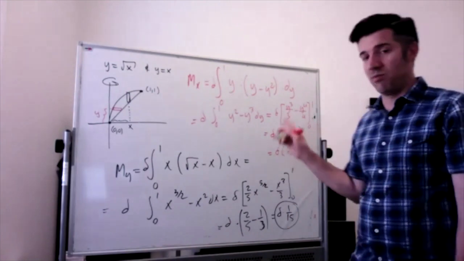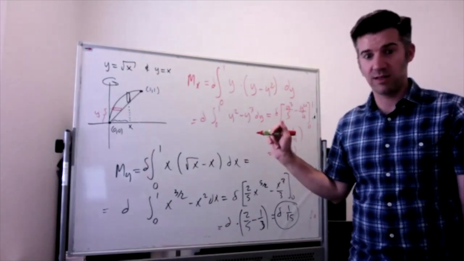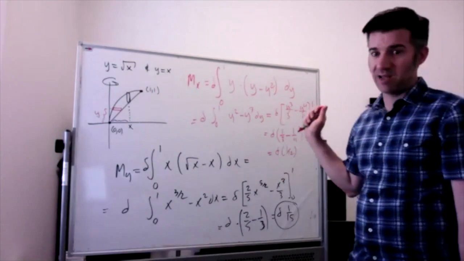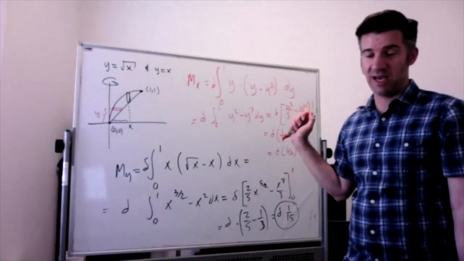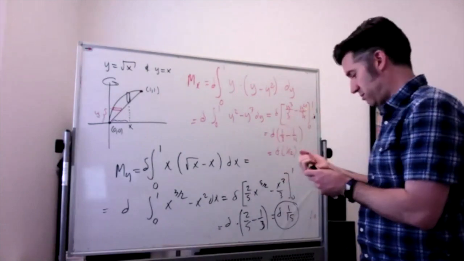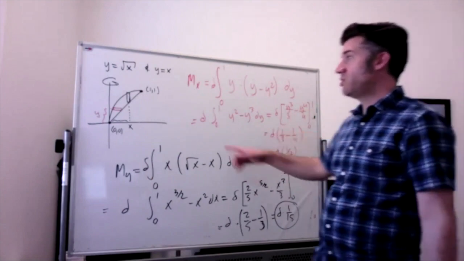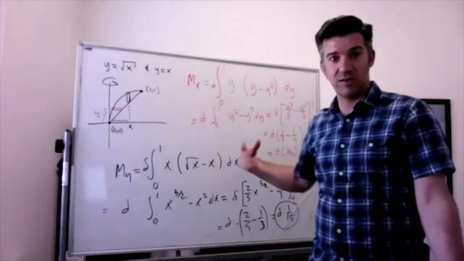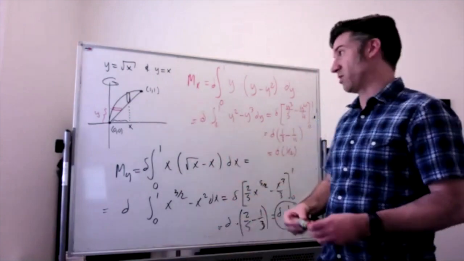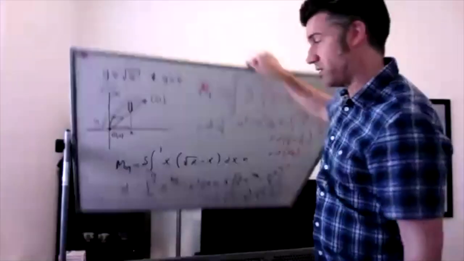There is another more terrible way of calculating this that I can show you if you want, but it's kind of not fun. It's fine. You can calculate the moment around the x-axis in terms of x instead of doing it with an integral of y. Here's how you would do it.